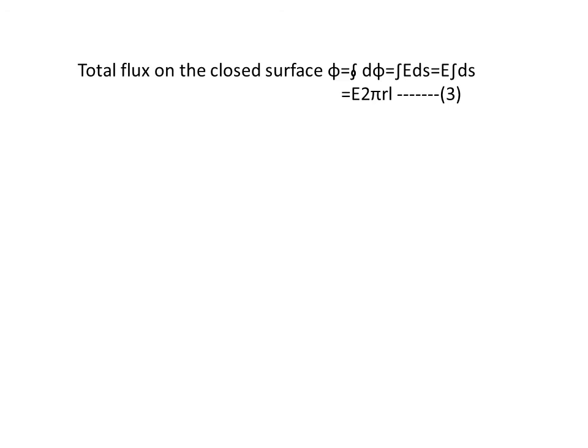Total flux phi is equal to sum of all the d phi's connected with all the ds. So we can write phi is equal to integral d phi, that is integral of E ds. E is same for all the surfaces as they are at the same distance from the conductor. So E is like a constant and it is taken outside. So phi is equal to E into integral ds. Now integral ds means the total surface area of the cylinder, which is 2 pi r into L. So this is one equation for phi.